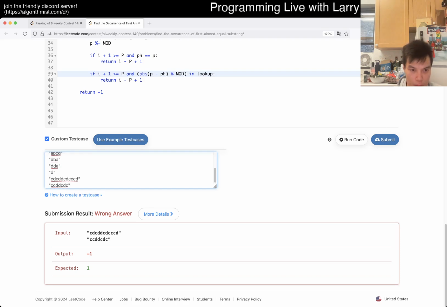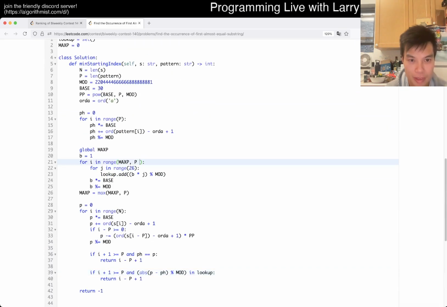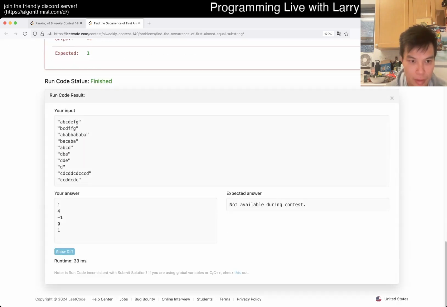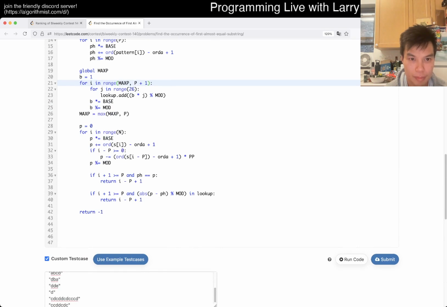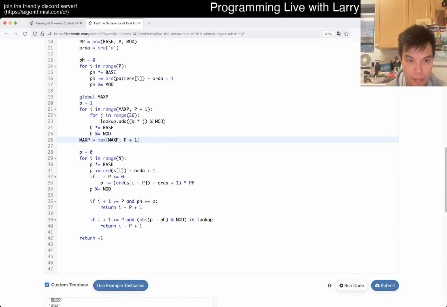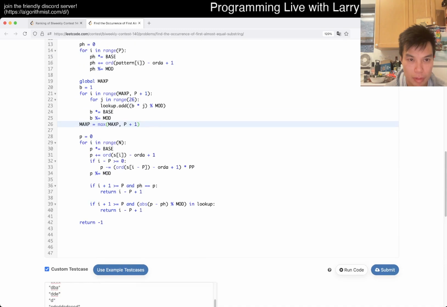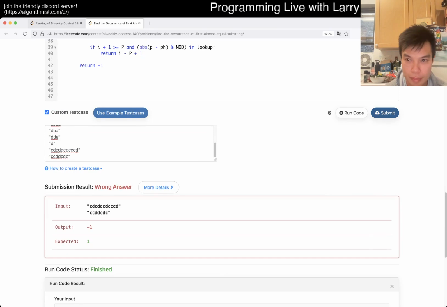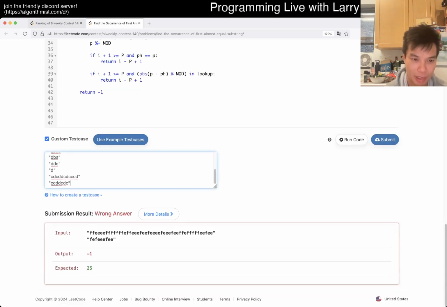Ooh. So this is 1. Am I off by 1? I am off by 1. Because it takes the entire... And funny thing is, because I did the optimization. Oh man, what am I doing? Wow.